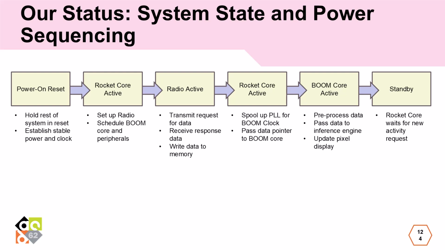So here's the one sequence that we coded, trying to make it as realistic and as interesting as possible. We start in a power on reset state. The RISC-V rocket core boots up and does some system configuration, including setting the radio to transmit on a certain frequency, and then a receive of the requested data. And then the rocket core pre-processes that data, passes it off to the BOOM core, first requesting the clock PLL to spool up so that the BOOM core has a clock, and then the BOOM core does its thing, and finally the system goes back into standby.